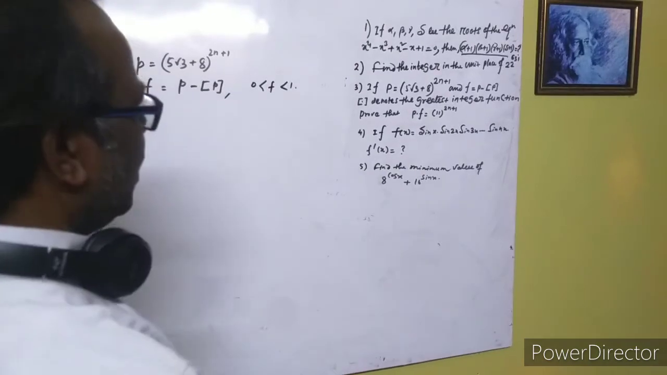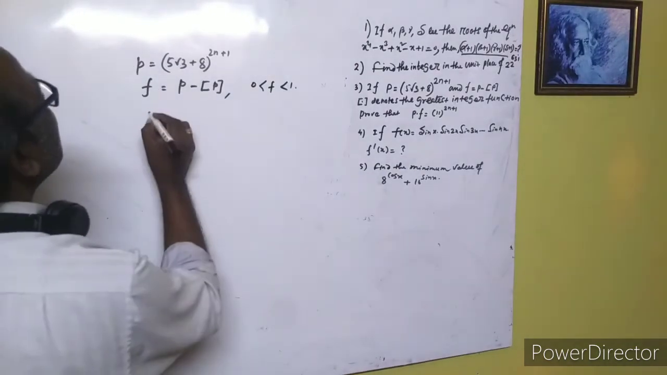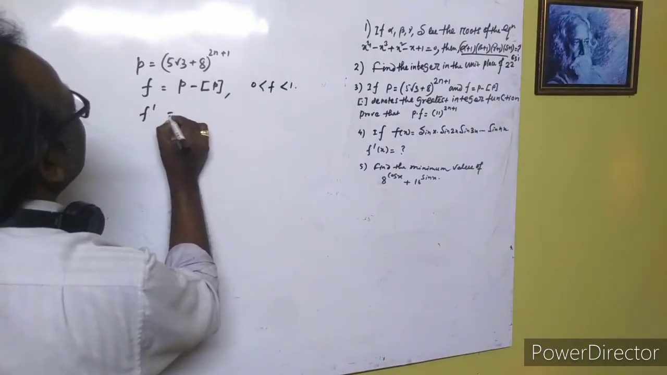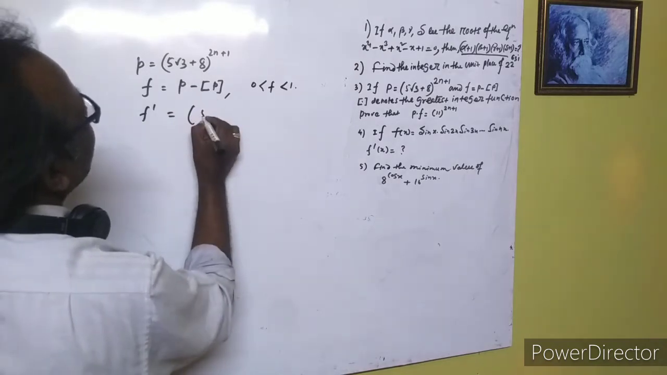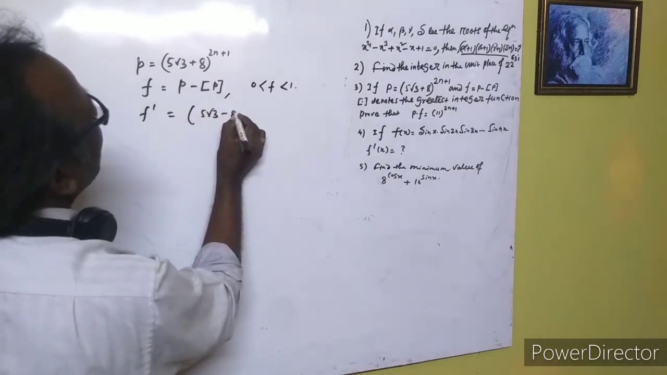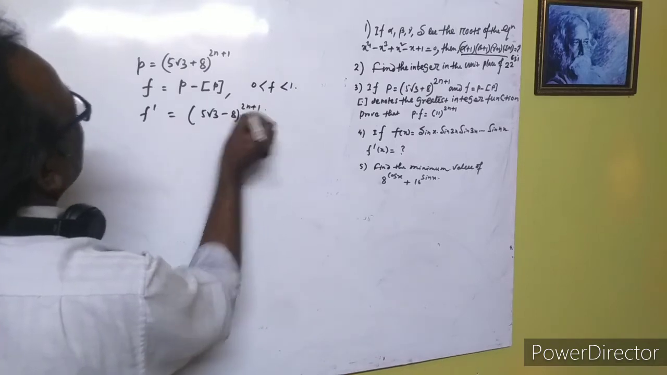Now f dash is another formation, like here f dash, and that is equal to (5√3 − 8) to the power 2n + 1.